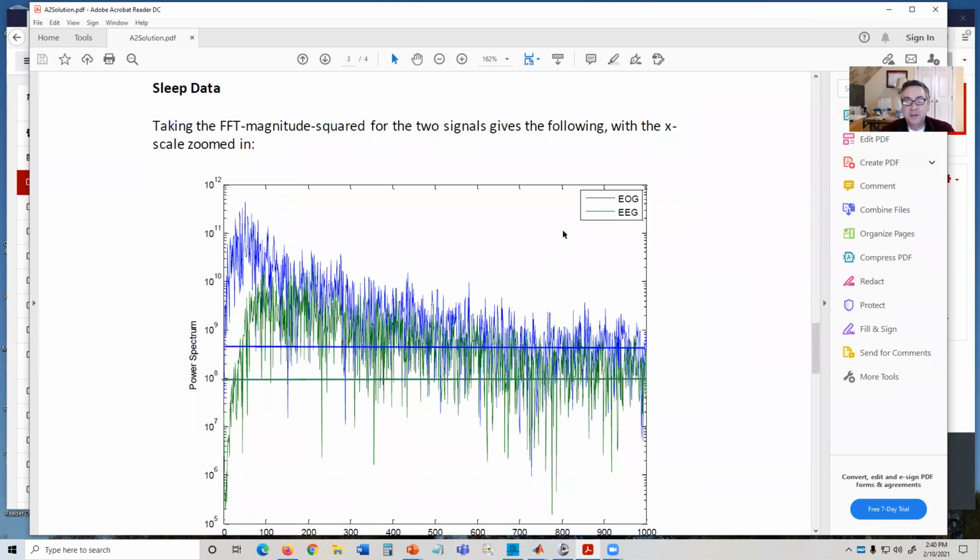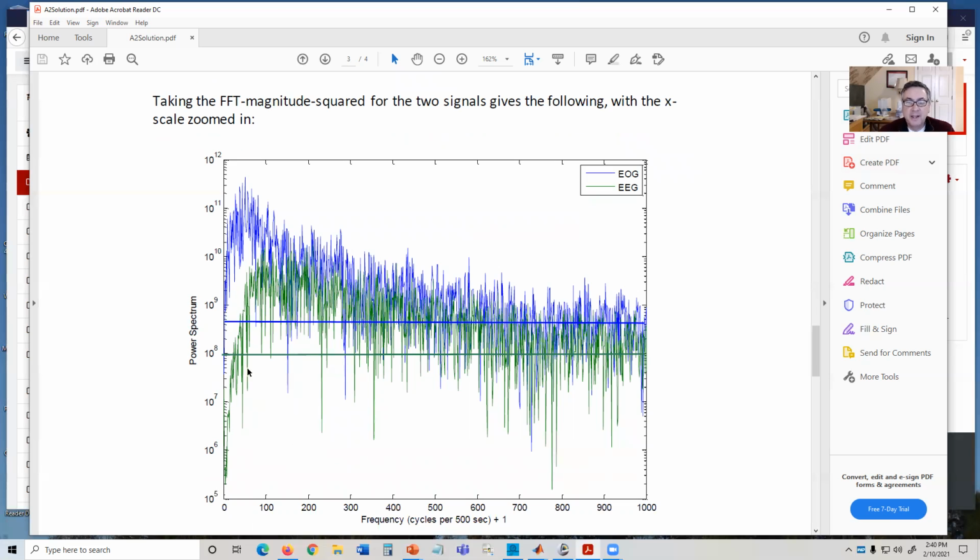Sleep data. So we're comparing an EOG and an EEG, and this is real human data taken at UNC Sleep Clinic. Again, I want you to be a little curious and explore a little bit. Sometimes you're going to have to plot things on both a semi-log and a linear scale in order to get the whole picture of the data. So don't just take the first plot you have. You need to explore a little bit.